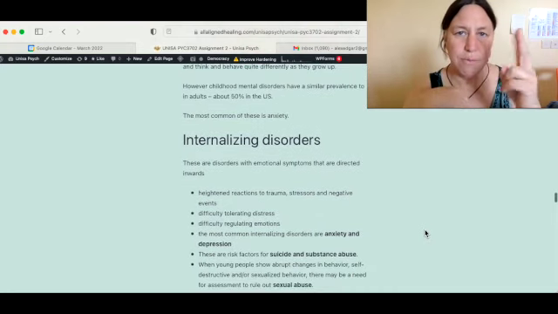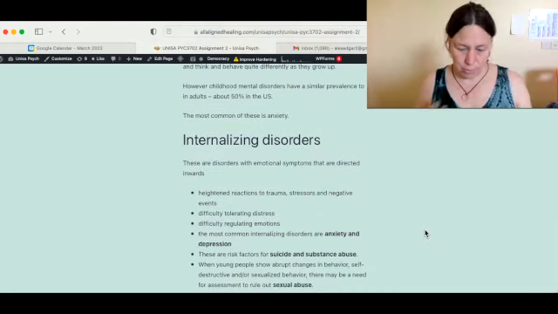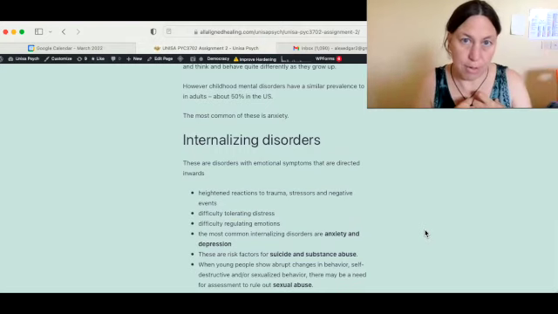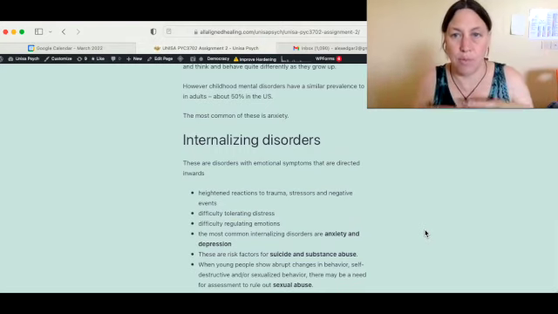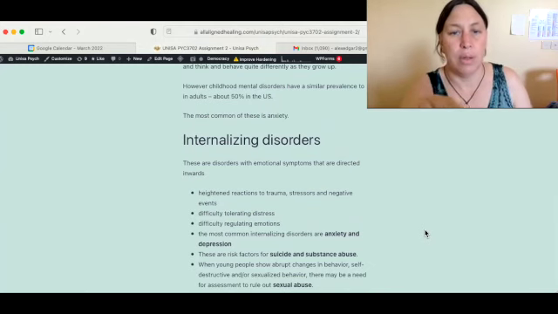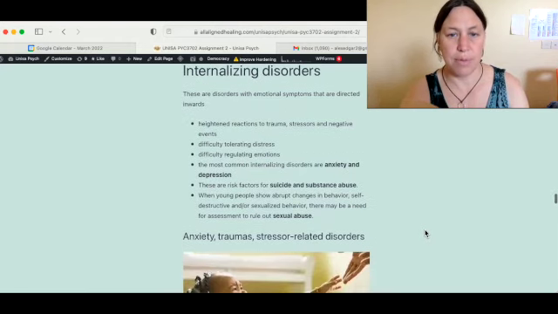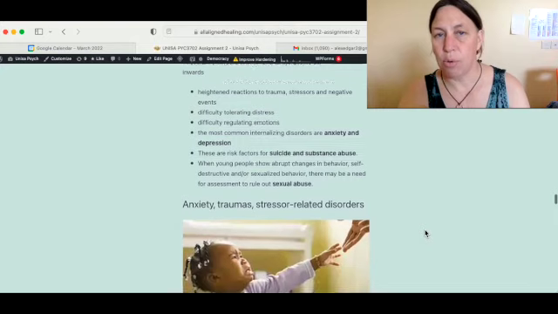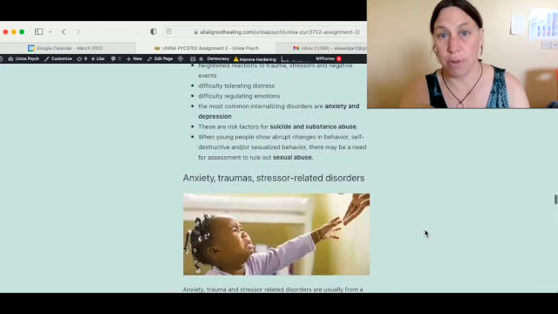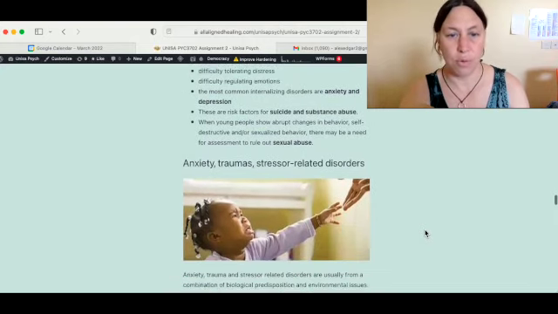Okay, so you can divide childhood disorders into internalizing, which is when the internal emotional effect is greater than the external, and externalizing, when everyone around them feels it more than they do. Internalizing disorders are turned inward, with heightened reactions to trauma and stresses, and difficulty regulating emotions. Most common disorders are anxiety and depression, which are risk factors for suicide and substance abuse. You do need to rule out sexual abuse when youngsters present with internalizing disorders.